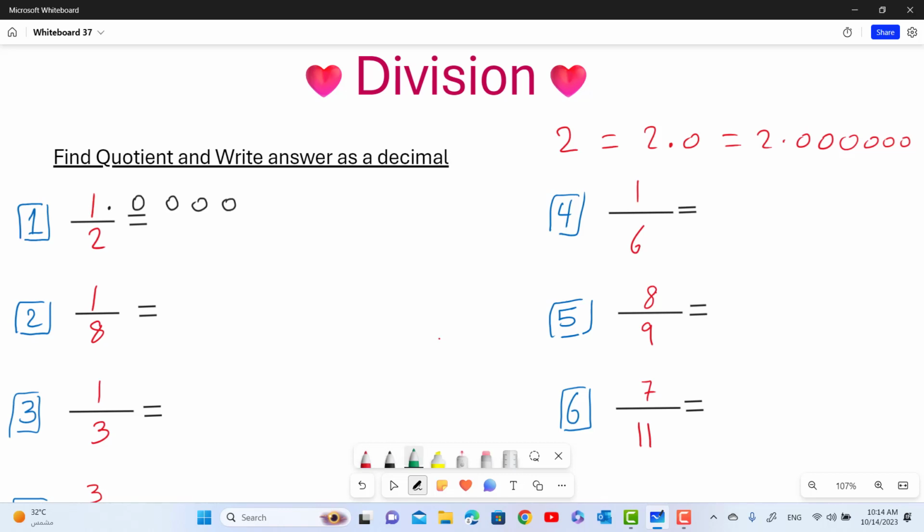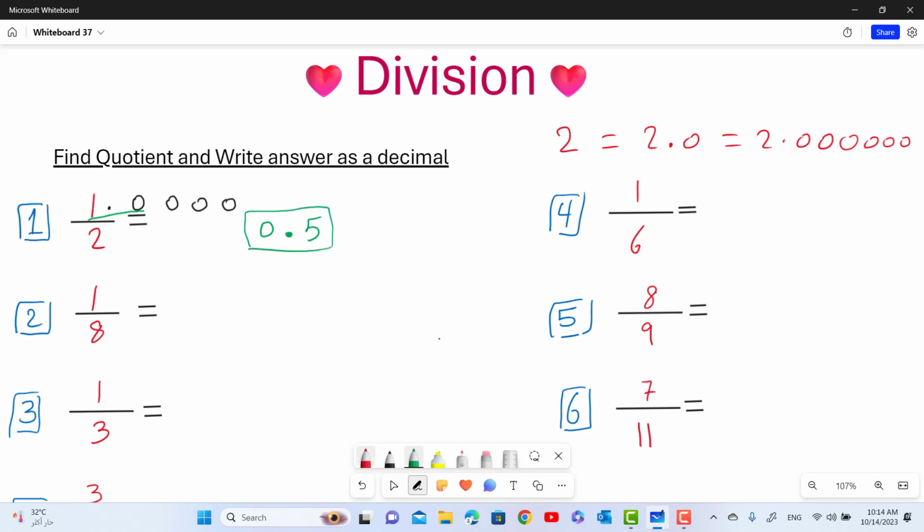1 divided by 2, we can't. We put 0 and take the next number, like we learned before. Now this is 1.0. When you pass through the dot, you should put it in the answer. Now it's 10. Read it without the decimal point. Put it here and forget it. 10 divided by 2 is 5. 0 divided by 2 is 0. 0 divided by 2 is 0. Then we don't need these zeros. It's finished. 0.5000 is the same as 0.5. So the final answer is 0.5.